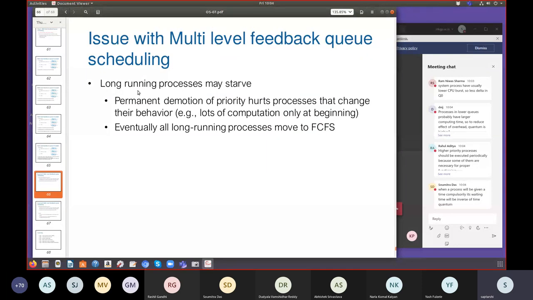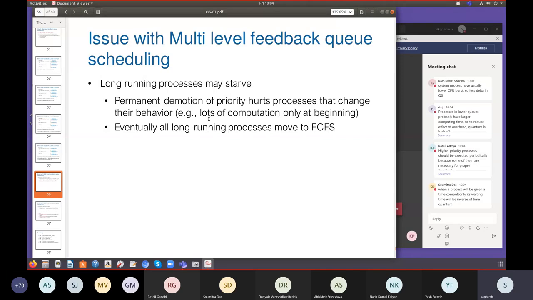So basically, long running processes may starve here because, as I said, they are being moved from higher priority queues to lower priority queues. Right. So this permanent demotion of priority may hurt processes that change their behavior.